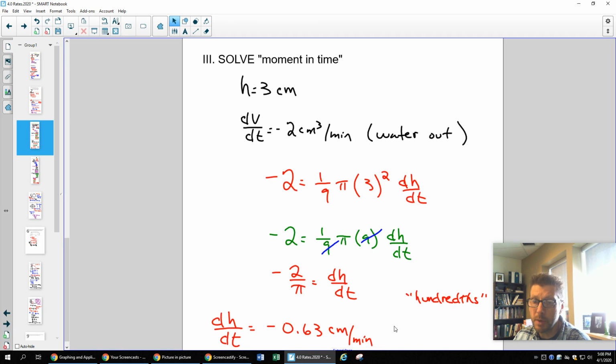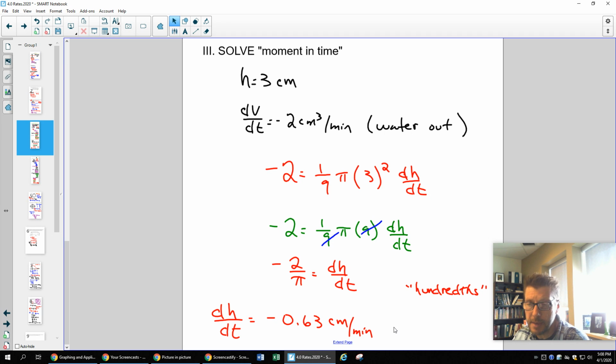Okay. So that was a little better problem, because we had to do some preliminary math to reduce the number of variables in the problem, and then we had to put the rates in again.